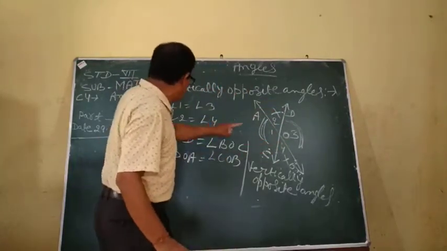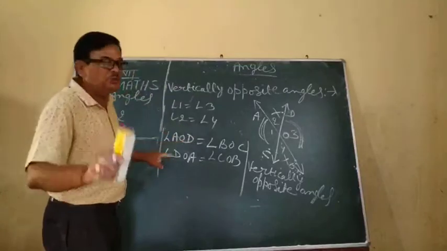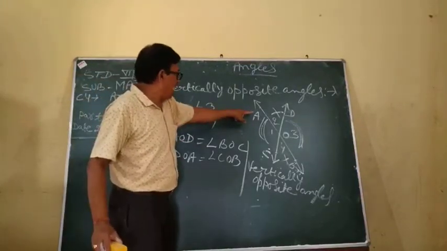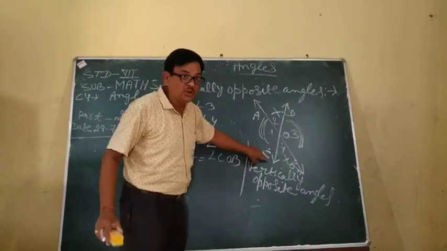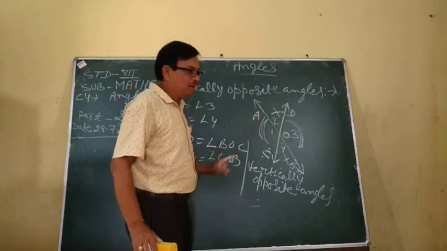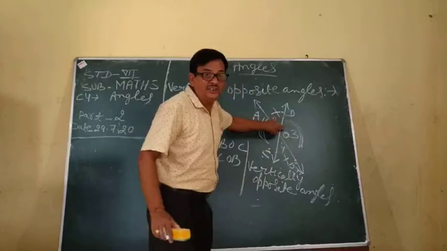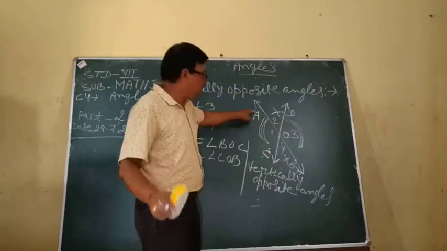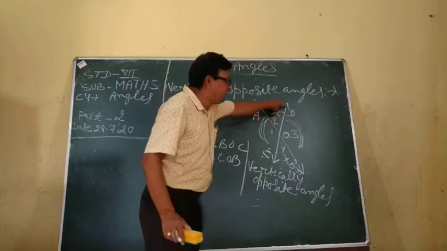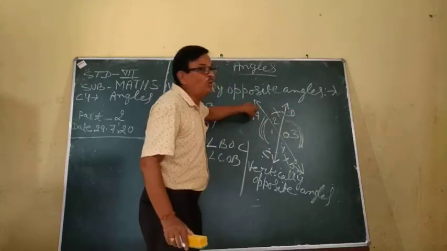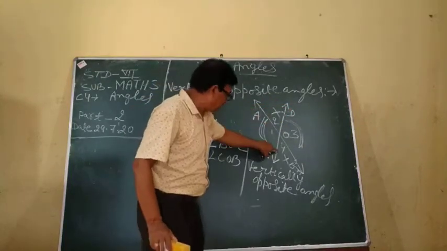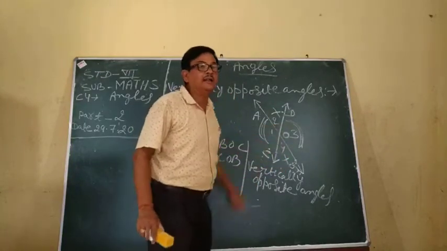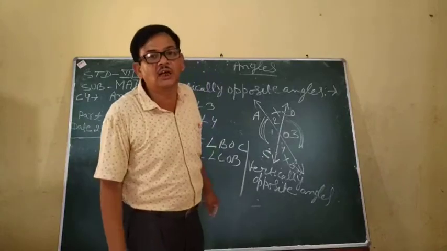Angle 1 and angle 2 you can write with different names. Angle 1 you can write as angle AOC or COA, and that is equal to angle BOD or DOB. Similarly, angle 2, angle AOD or angle DOA, is equal to angle 4, which is angle BOC or angle COB. These are called vertically opposite angles.